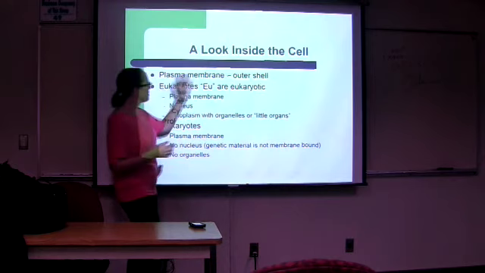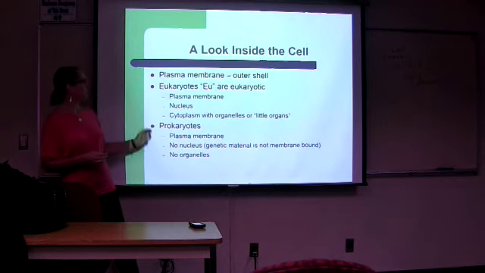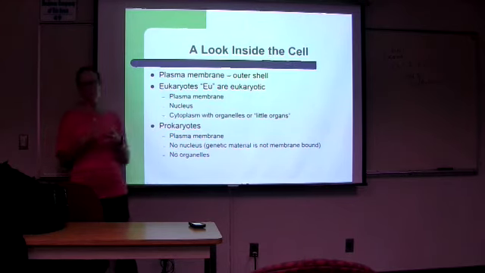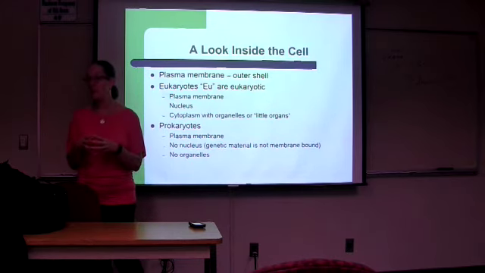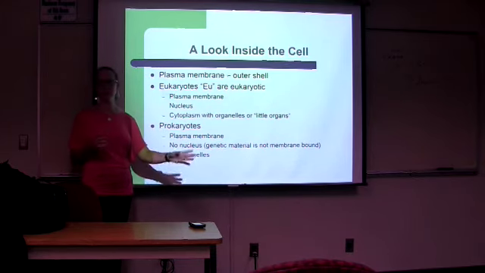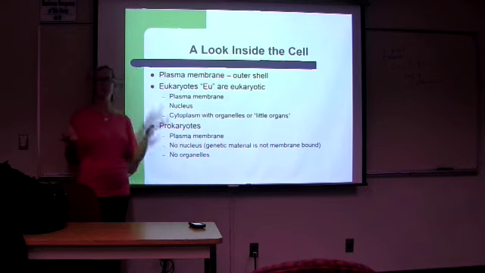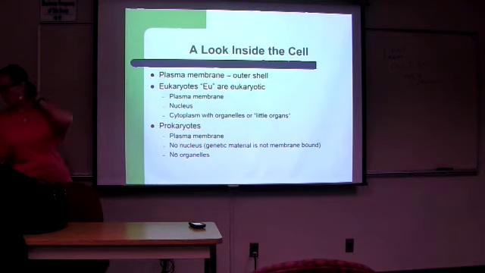Okay, so plasma membrane. We have eukaryotes versus prokaryotes. You are eukaryotic, with the plasma membrane, the nucleus, which is the brain of the cell, and cytoplasm, which is the gunk in which those organelles, or those mini organs, sit. We're not going to talk about prokaryotes at all. If you're taking bio, you go over that. We're going to move right on.